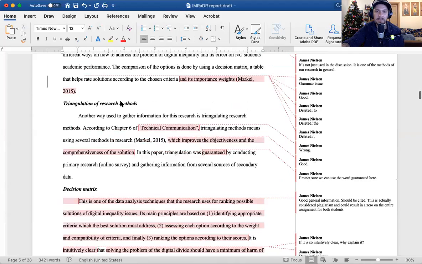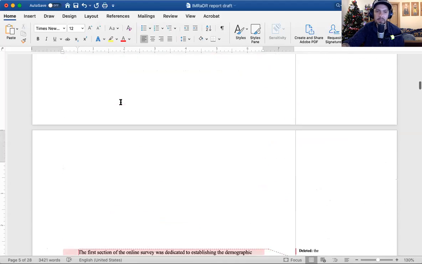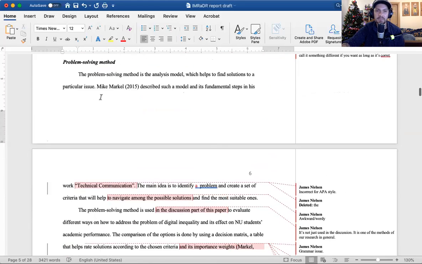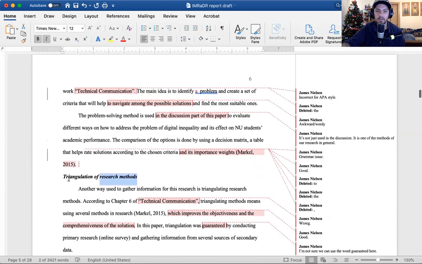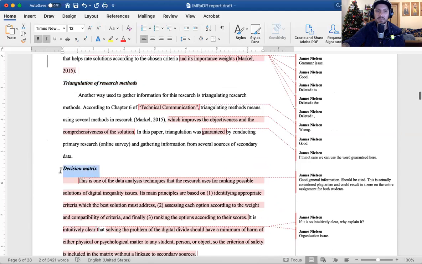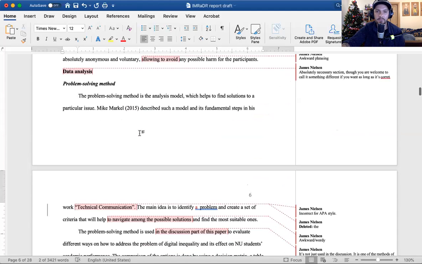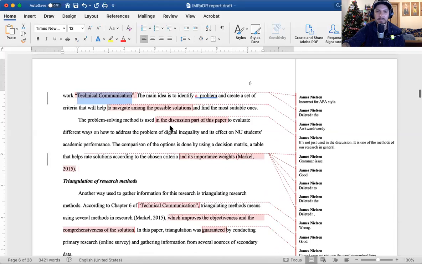This section is a really poorly created section. Okay, the data analysis section. So the data analysis section is required. It doesn't need to be called data analysis, but it's a good title to give it. I've required you to mention the problem-solving method, as well as triangulation, as well as the decision matrix, okay? And they have some issues here, technical communication. This is not correct according to APA style. There's a problem with language there.